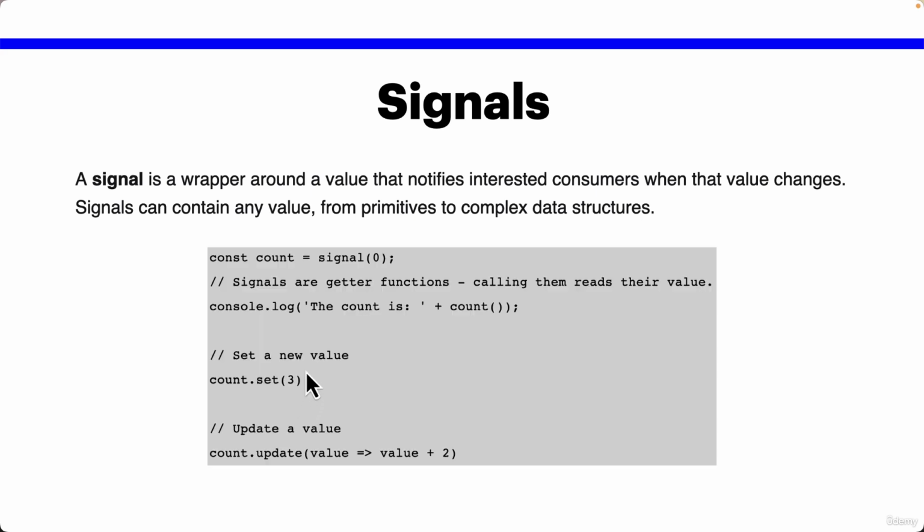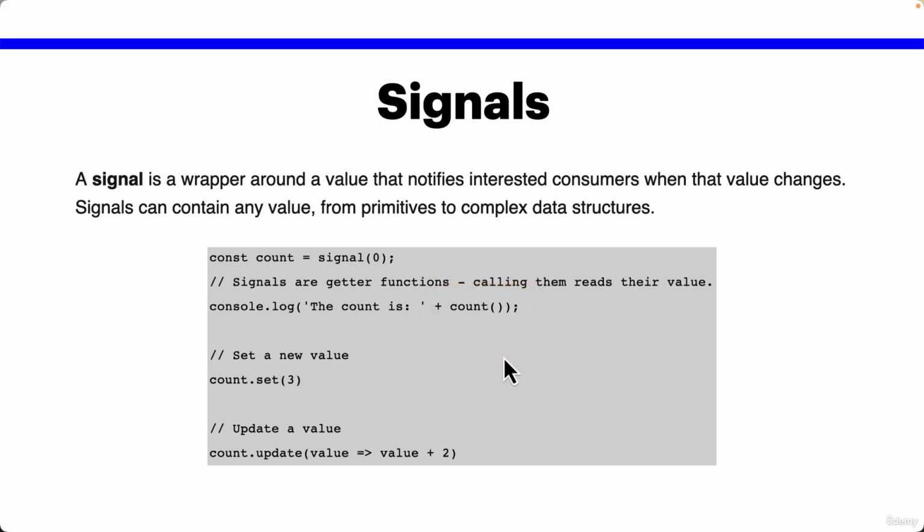And if we just take a look at an example of usage of a signal, then we can create a signal using this kind of code. We'll say const count in this example equals signal, and then we give it an initial value. We can also specify the types inside here as well. And signals are getter functions, and calling them reads their value. So if we wanted to get the value of the count, then we effectively execute it with parentheses afterwards.